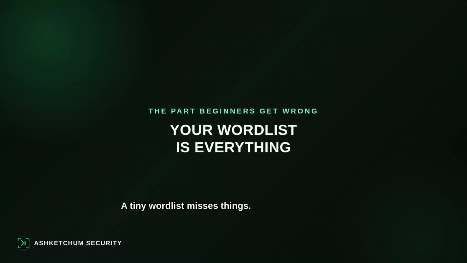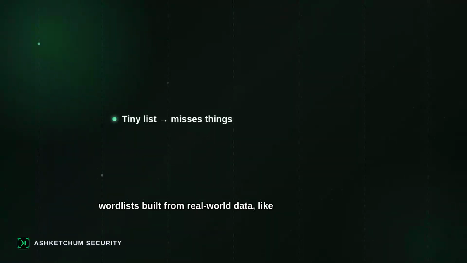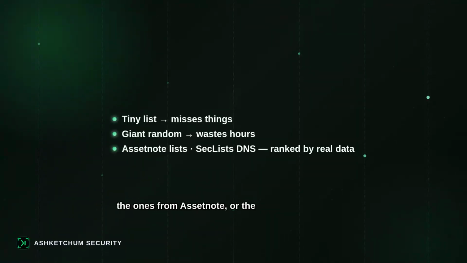A tiny word list misses things. A giant random one wastes hours. The best hunters use curated subdomain word lists built from real-world data, like the ones from AssetNote or the DNS lists in SecLists. These are ranked by how often each name actually appears in the wild, so the most likely subdomains get tested first. Good word list, good results, invest in a great one.